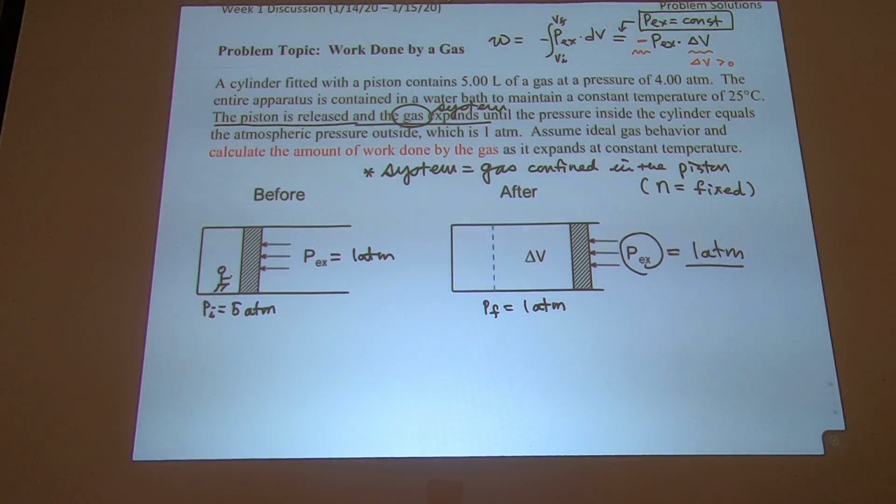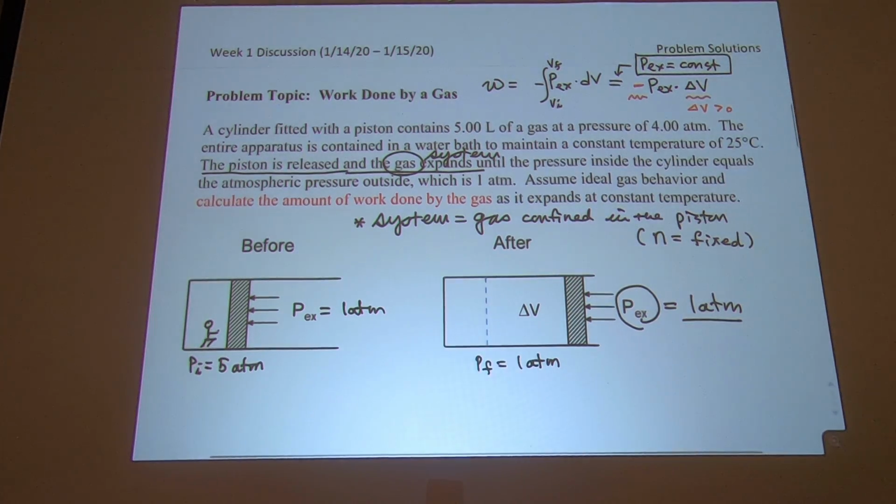So that's the concept, and when your external pressure is constant, this simple equation is very useful. This is the work in irreversible expansion or compression, it doesn't matter. But the thing is, it's not reversible. It's an irreversible expansion, essentially, because the pressure inside has always been higher.